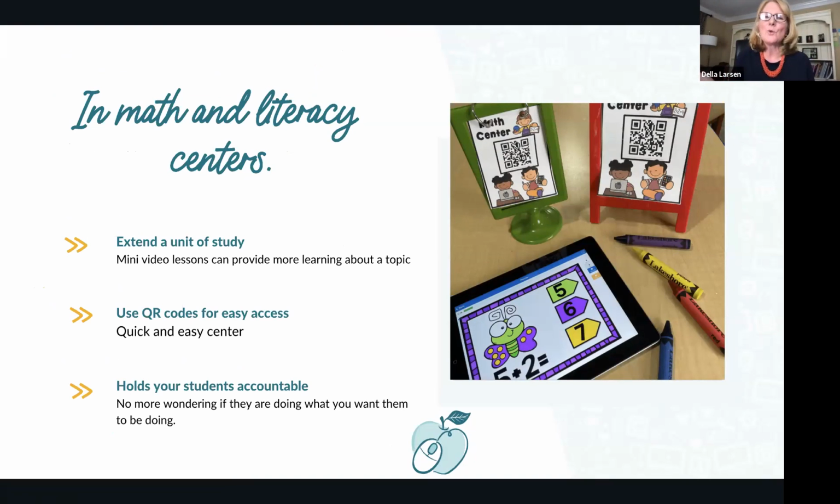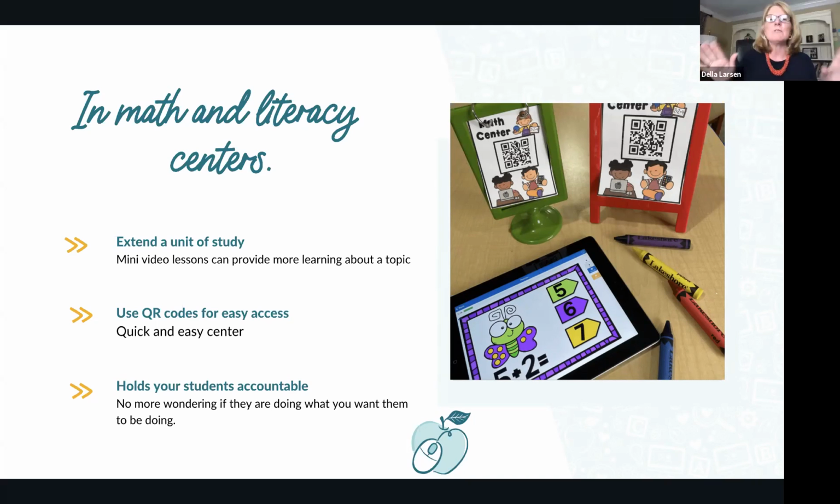So let's say you're working on the life cycle of the pumpkin. You might have a center over here where they're writing about the pumpkin. You might have something over here where they're drawing a picture of a pumpkin. They might be listening to a story about the pumpkin. Your dramatic play area might be a pumpkin patch. You can extend that unit of study by using Boom Cards.